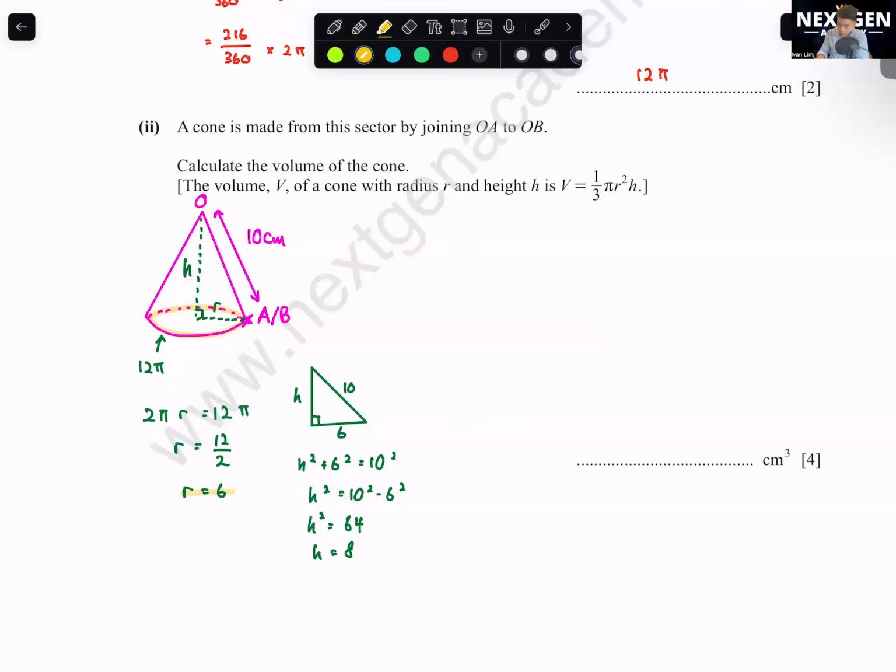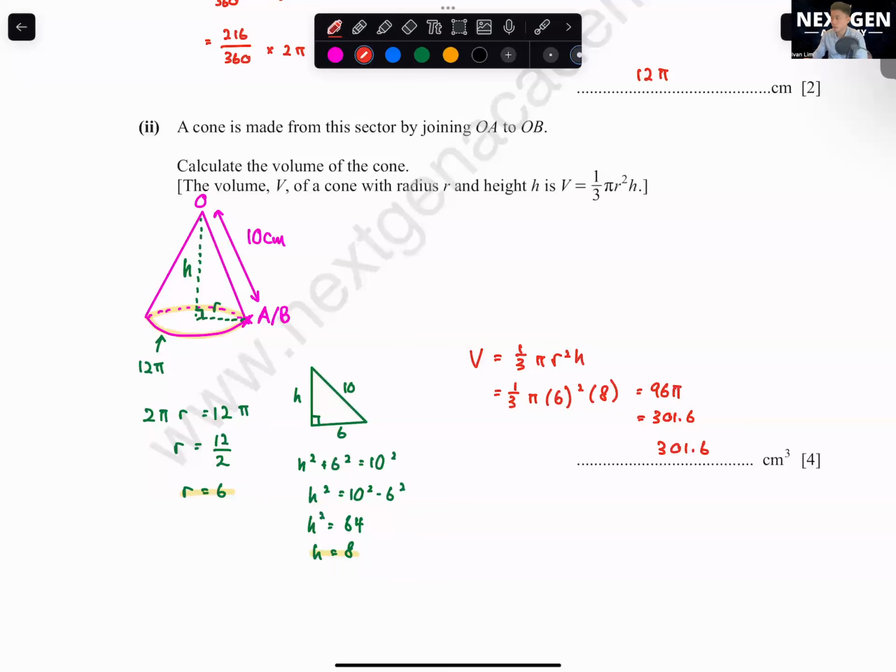I've got my R, I have my H. My final answer will be V equals to 1 over 3 pi R square height. 1 over 3 pi 6 square times 8. Calculate this, you get 96 pi, which is 301.6 cm cubed. Or you can just write it as 302.